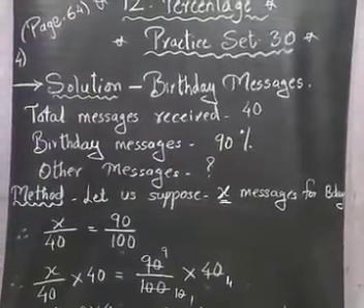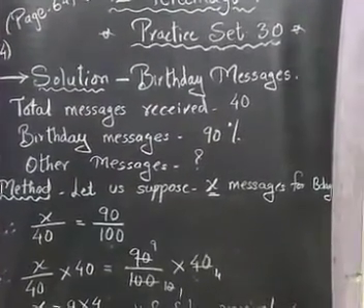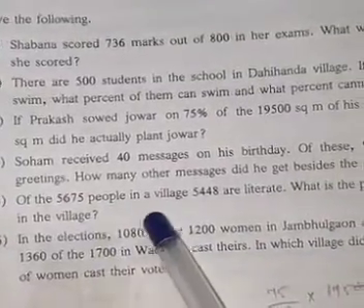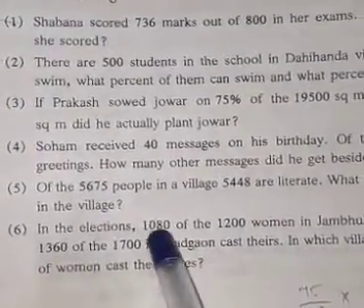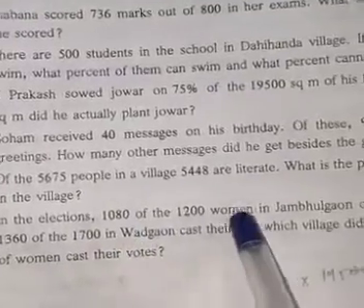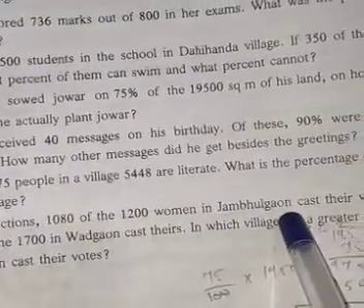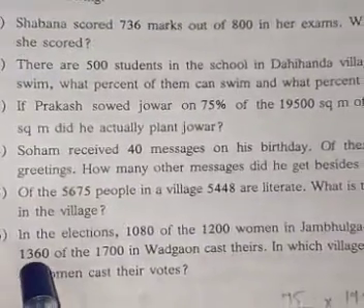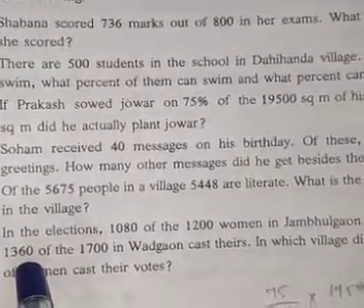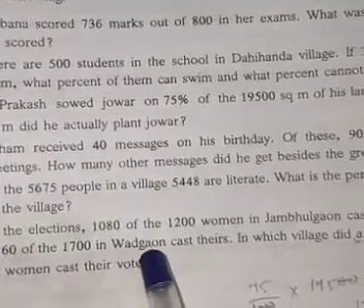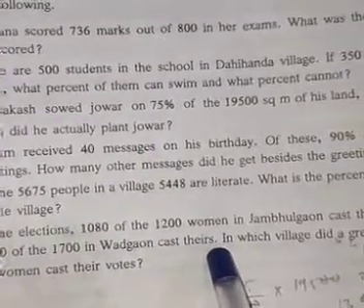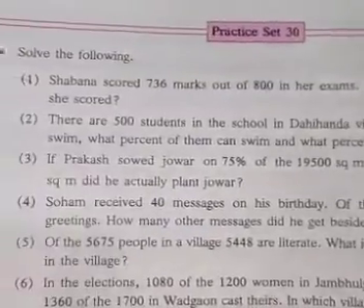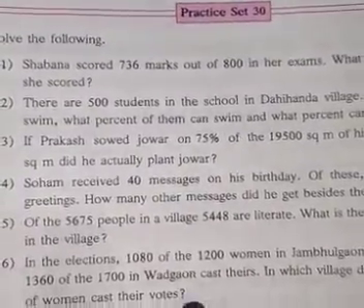Now we are going to see directly example number 6. See example number 6 on page number 64. In the elections, 1080 of 1200 women in Jambulgaon cast their votes, while 1360 of the 1700 in Vadgaon cast their votes. In which village did a greater proportion of women cast their votes?